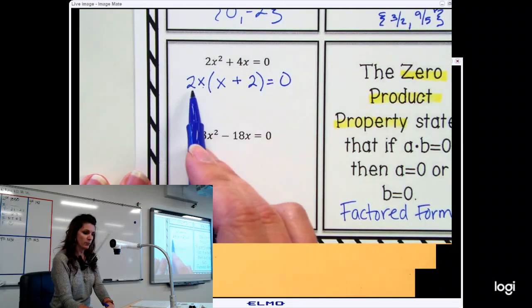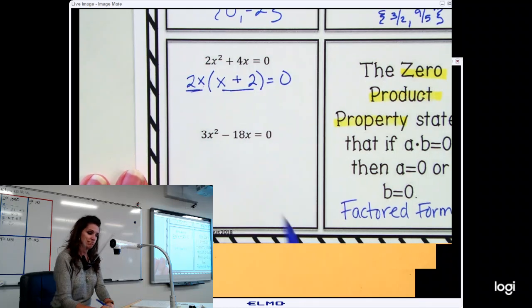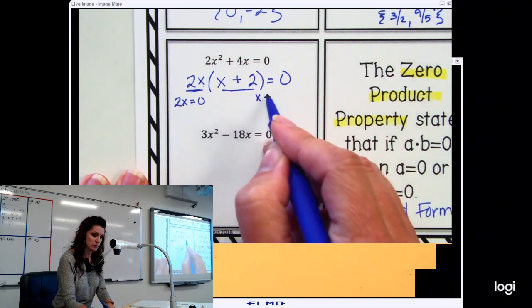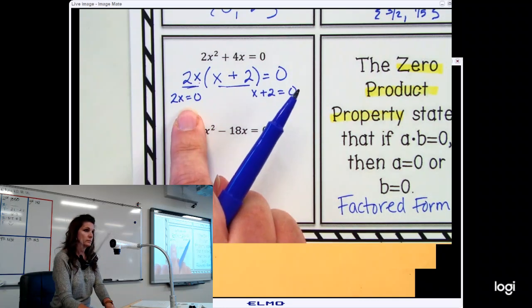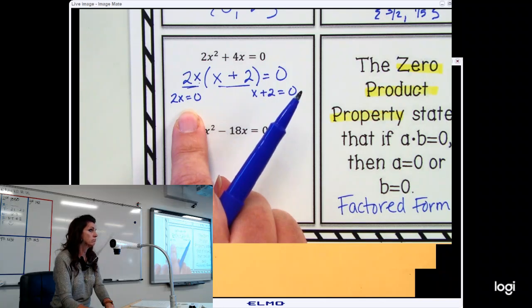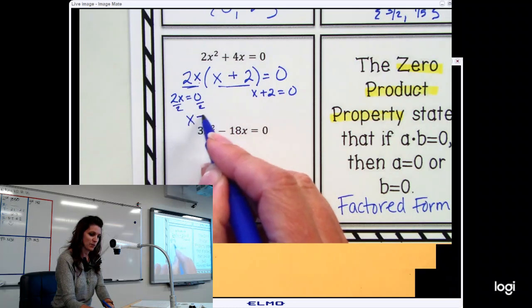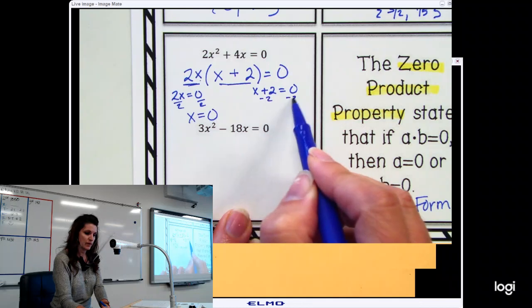Now do I have my A and my B? You guys know what I'm going to do? 2x equals 0 and x plus 2 equals 0. What happens on that one? Divide by 2. Okay, what is 0 divided by 2? 0. So x is 0 here. Take away 2, and x is negative 2.